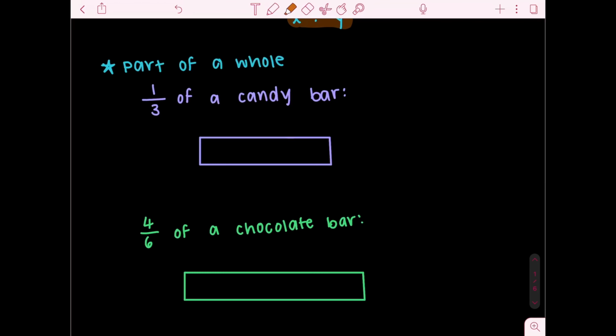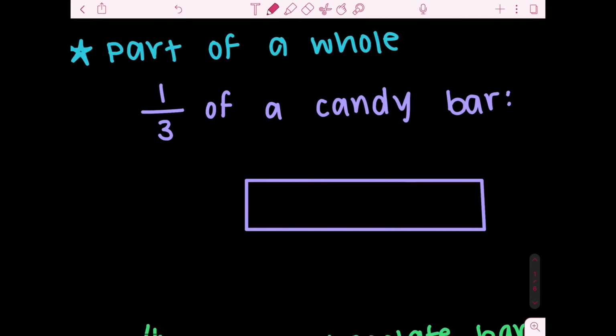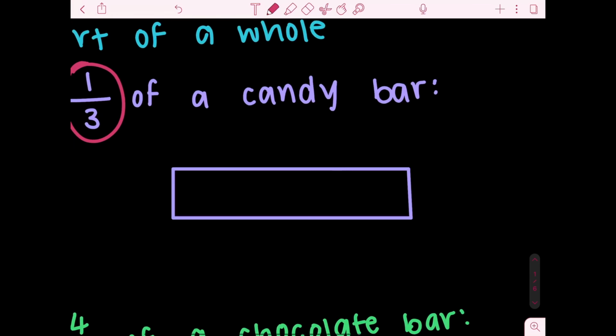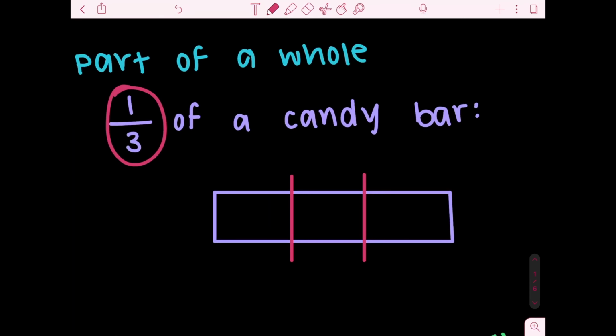Another way to look at a fraction is that it's part of a whole. So let's go over two examples here. For example, 1/3 of a candy bar. So we have our purple candy bar here. The first thing that we're going to do to determine our 1/3 is we're going to divide the candy bar into 3 parts. So let's divide once here and once here. So these are the 3 pieces of the candy bar, and you might ask, how did I know that we have to divide this into 3 pieces?